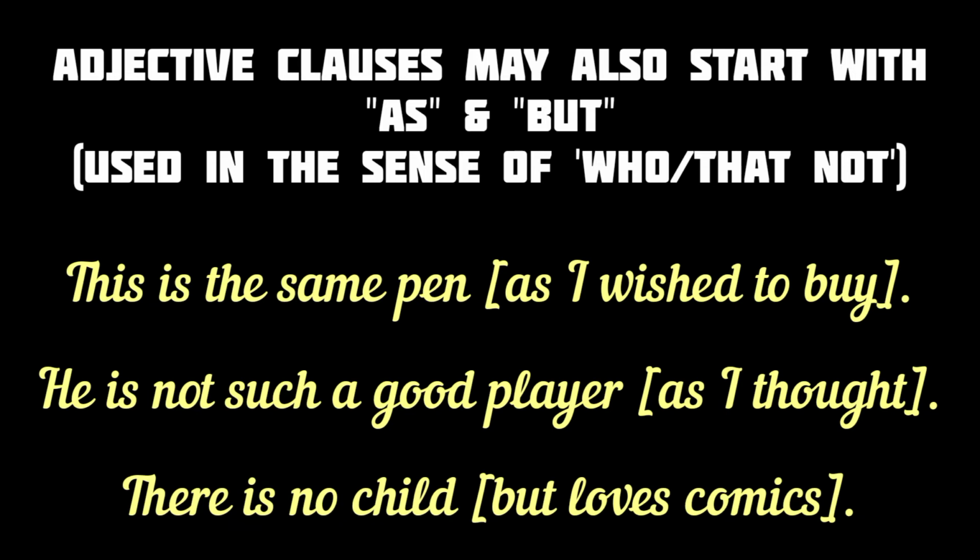There is no child but loves comics. Here, "but" means "who does not". "But loves comics" is the adjective clause describing the noun "child" in the other clause. So the sentence actually means there is no child who does not love comics. Let's also remember that the starting words of adjective clauses, such as relative pronouns or relative adverbs, also work as subordinating conjunctions, joining the main clause with the subordinate adjective clause.